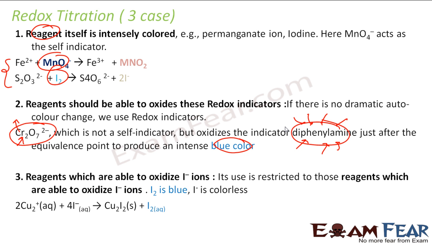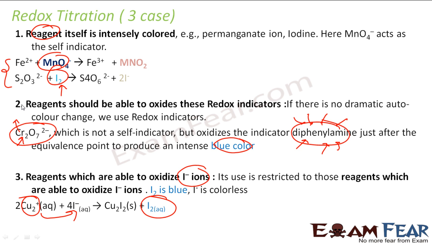The third is where the reagents which we are taking are able to oxidize the I- ion. Please note here, iodine is also used as a reagent and also as an indicator, because sometimes we use, for example, a reagent which is, let's suppose, copper. Copper is a reagent here, used for reduction or oxidation. And if copper can oxidize the I- ion, it will change I- to I2, which is blue. So we can use it.